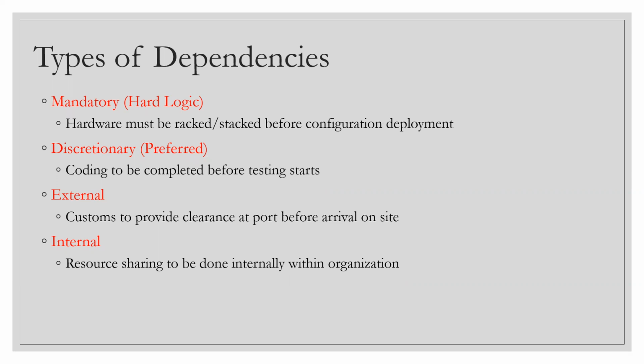Now, discretionary dependency is something which is preferred as per the org, or as per the current team or the project lead. It's a preferred way. We call it soft logic. Let's say the discretionary dependency is that the coding has to be completed before the testing starts. Now that's not always true. These days, most of the testing happens while the coding is going on, which means the coding doesn't have to be 100% complete. Probably once the coding has started and reached 10% or 20%, at that point the testing can simultaneously start with the existing code.